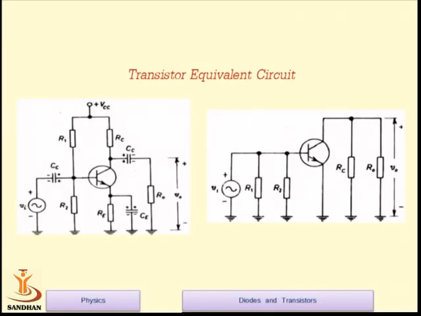Now friends, this is the transistor equivalent circuit. If one wants to convert any transistor circuit into the equivalent circuit, as I told you, these are the two resistors R1 and R2 which behave as a potential divider network. This is RC, a collector resistor. This is RE, which is known as the emitter resistor.